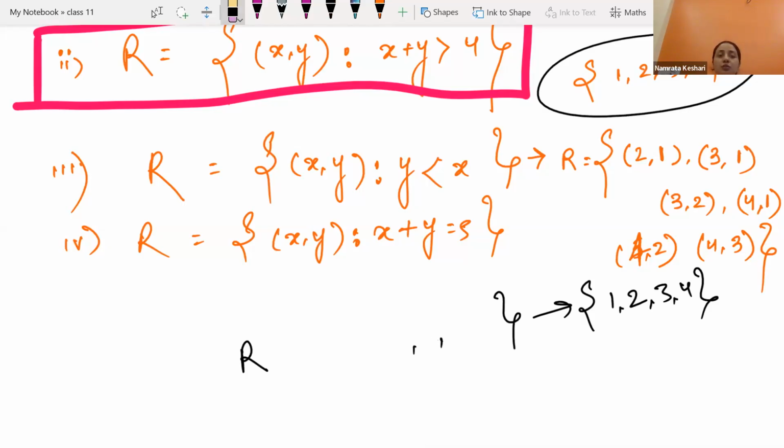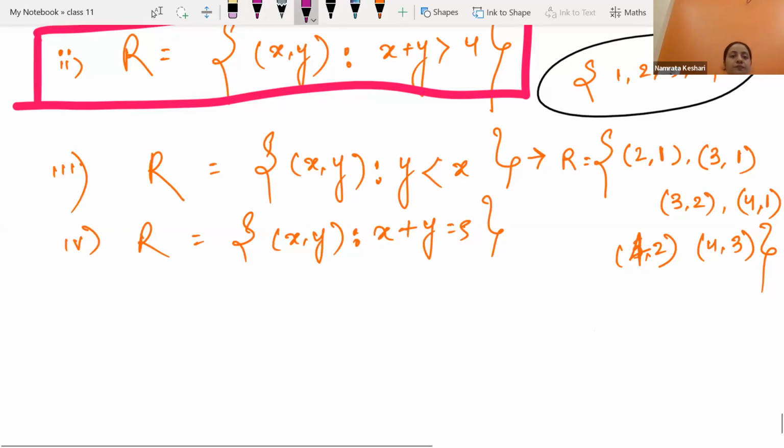Do we need to check rule number 2? Not at all. If the first rule is not matching, then why would we check the second one? Clear? Yes, ma'am.